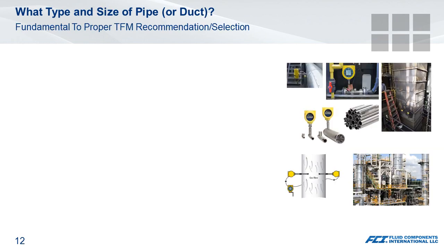Another essential to absolutely include in any request for a thermal flow meter quotation or evaluation is, what is the pipe size? What type of pipe? Is it pipe or is it duct? Schedule 40, Schedule 80, square, rectangular, all those need to be included in the specification, and the size.